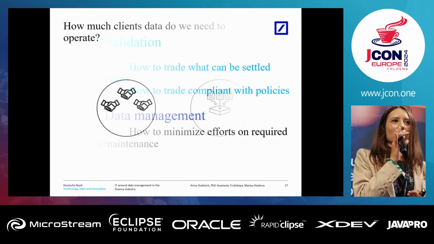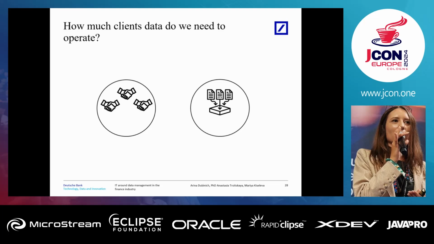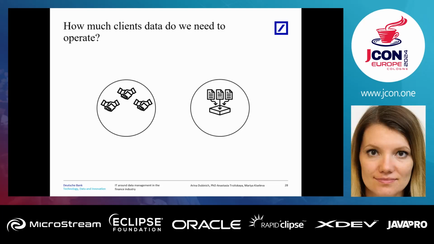So to give you some impression of the amount of data we have, in our stack we have more than 150,000 trades done per day, and these trades are done thanks to more than 50 million rows of client-related data. So what kind of challenges and what kind of tasks do we need to resolve in relation to this data?